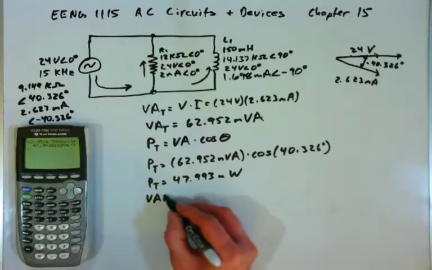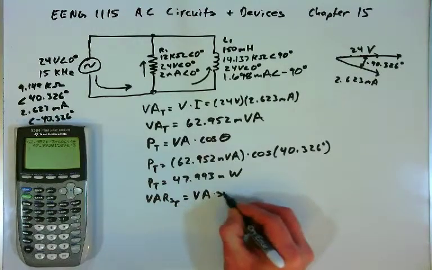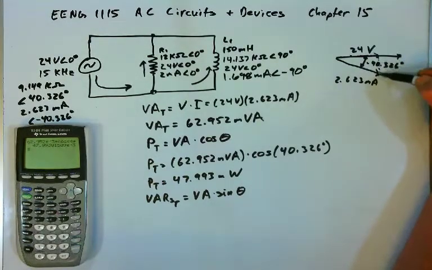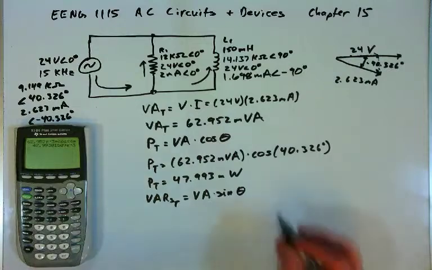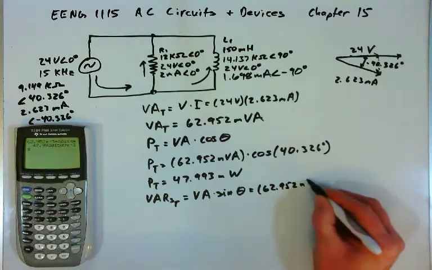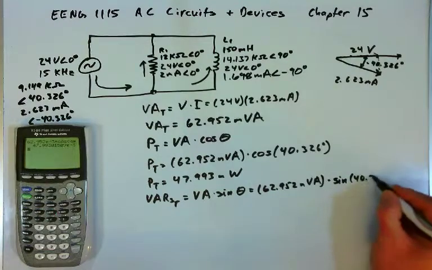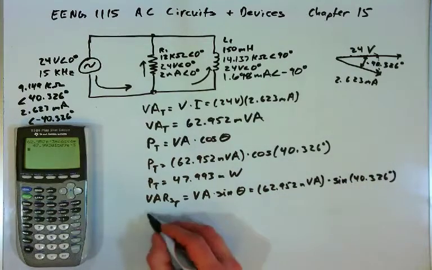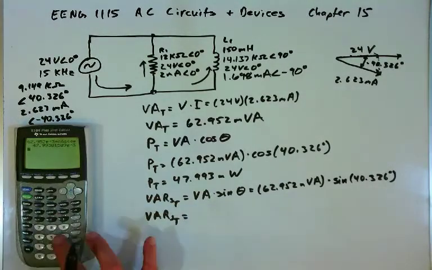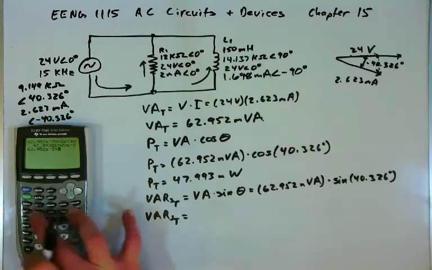Last thing is the total VARs, which will be the volt amps times the sine of the angle. Again, the absolute value of the angle. Here what we're looking for is the y component of the current, which is perpendicular to the voltage. The volt amps we already know is 62.952 millivolt amps, and we will multiply by the sine of a positive 40.326 degrees.